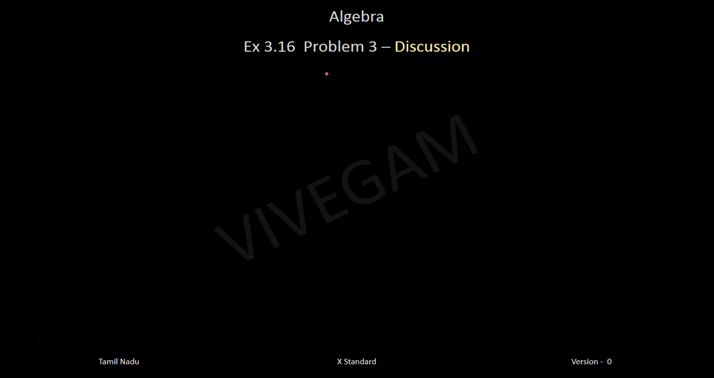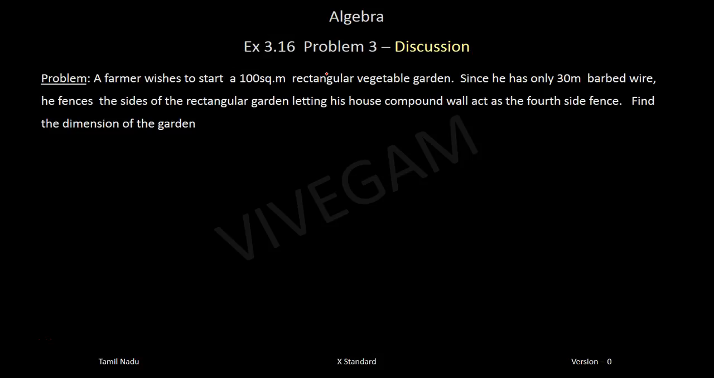Exercise 316, Problem 3 discussion. A farmer wishes to start a 100 square meter rectangular vegetable garden. Since he has only 30 meters of barbed wire, he fences three sides of the rectangular garden, letting his house compound wall act as the fourth side of the fence. Find the dimensions of the garden.